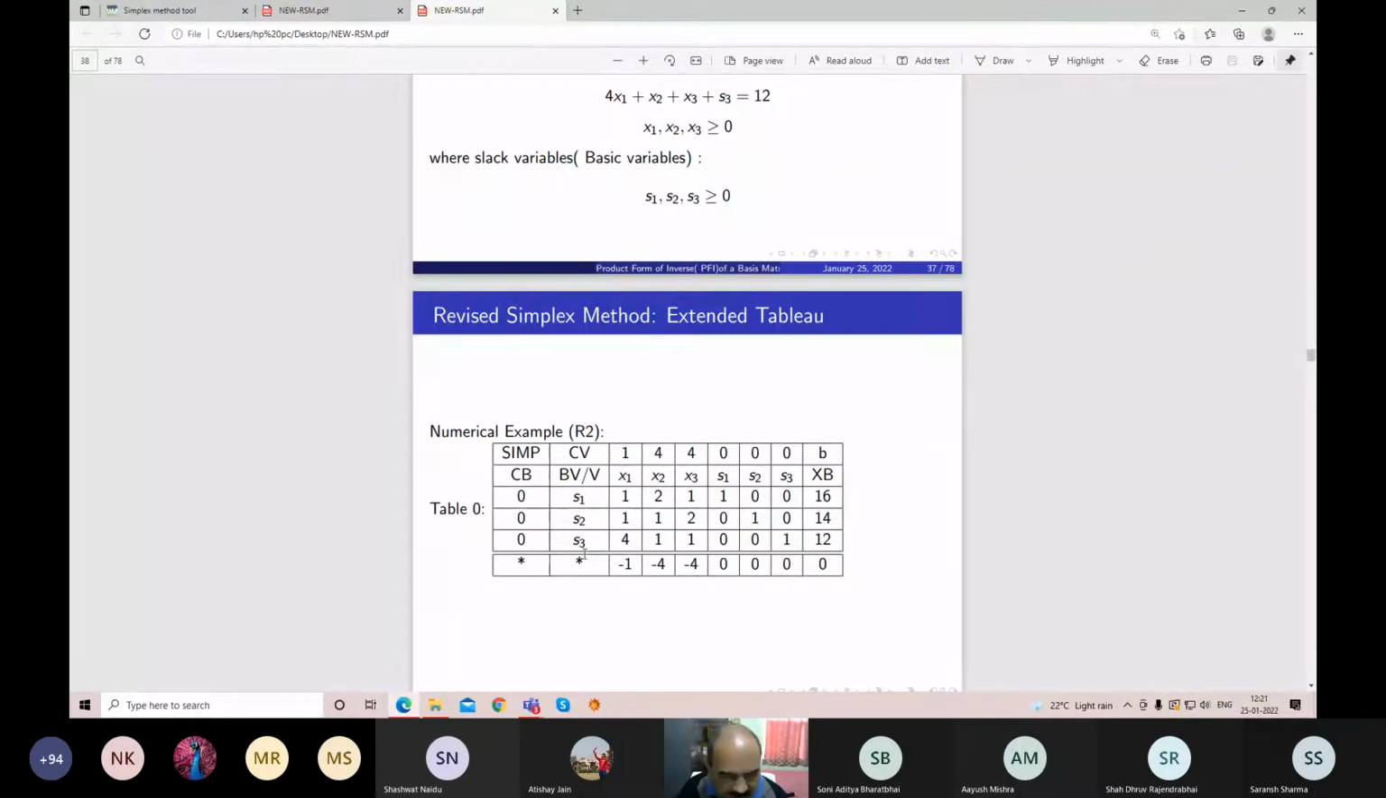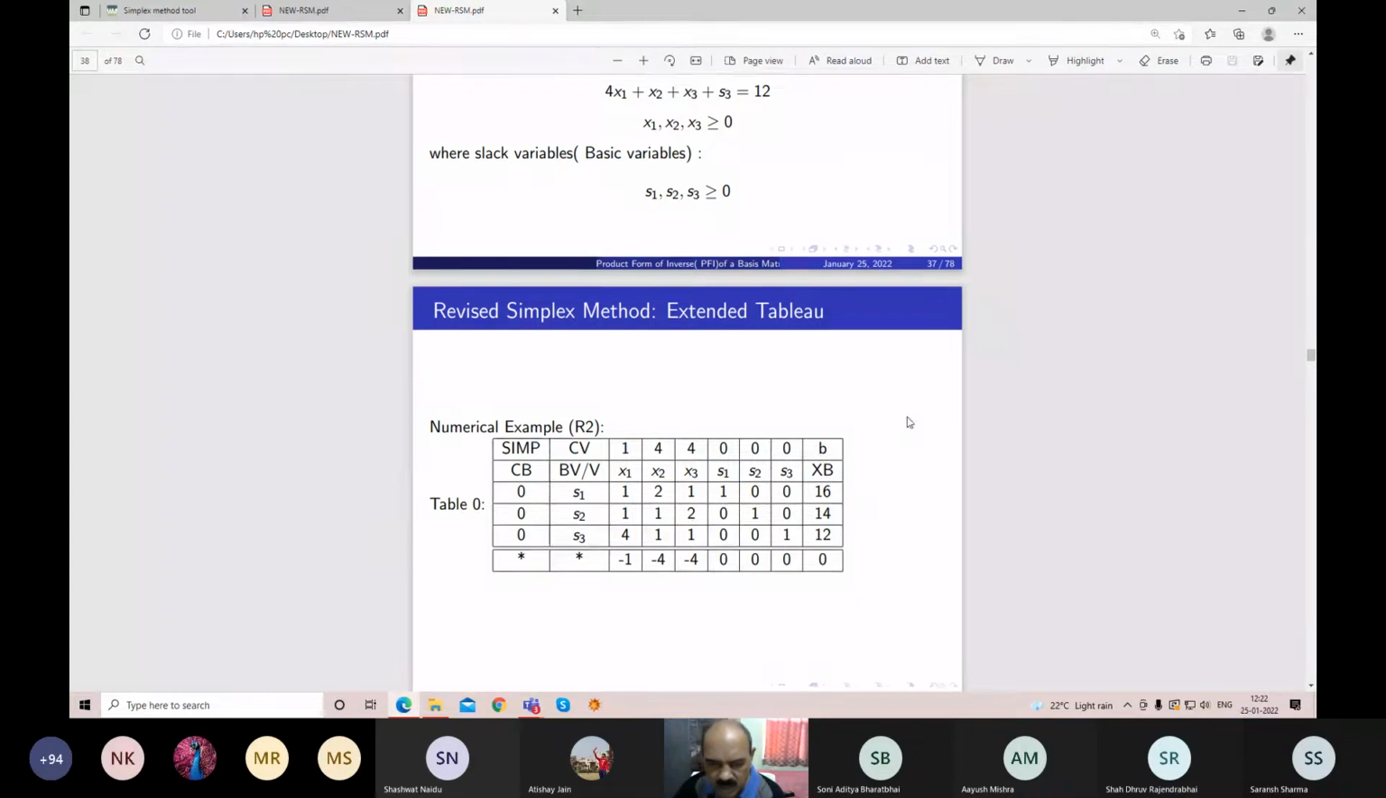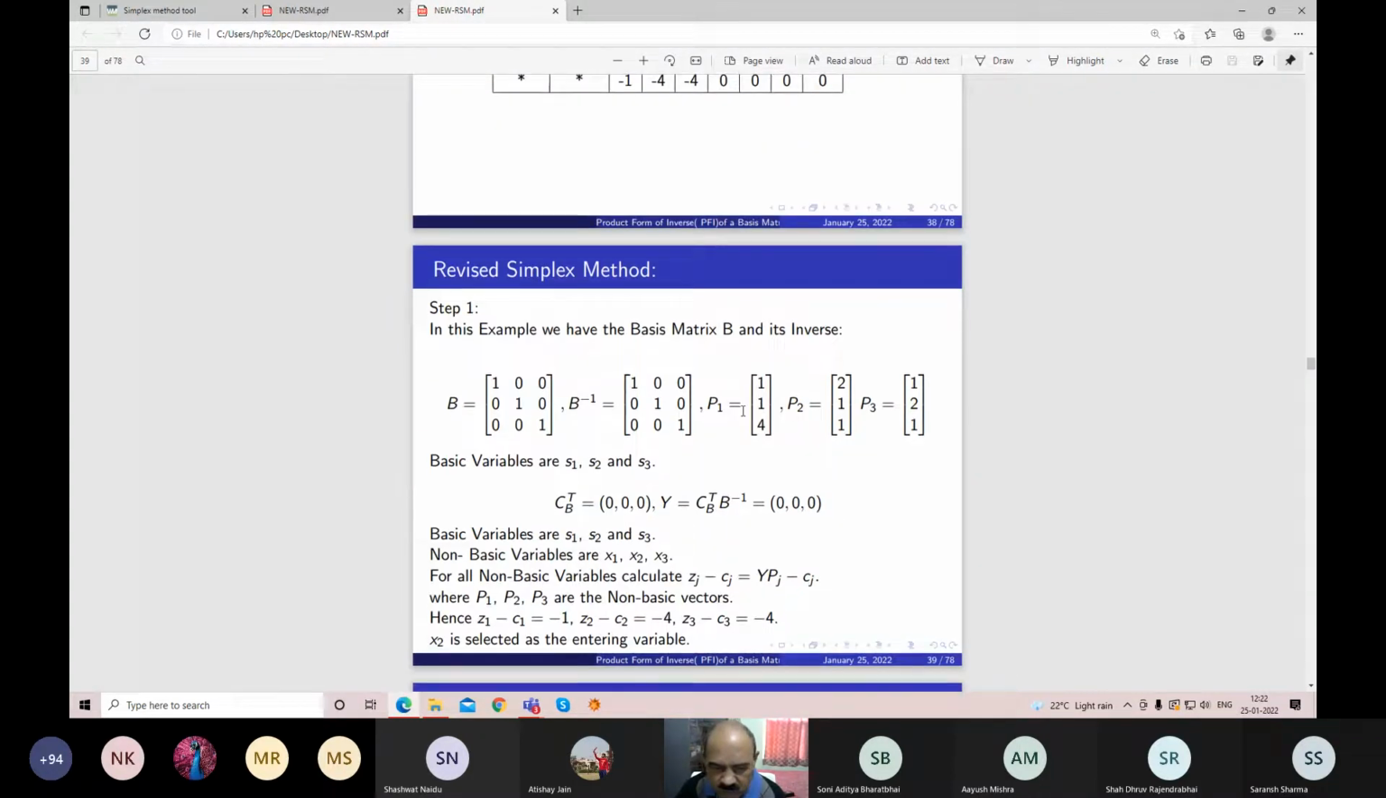If S1, S2, S3 are the basic variables, then what are the non-basic variables? The complement. Out of 6, 3 are the basic variables, and the rest 3 are the non-basic variables, X1, X2, X3. If you consider P4, the elements will be 1, 0, 0, P5 is 0, 1, 0, P6 is 0, 0, 1. It is obvious, the identity matrix with 3 different columns.